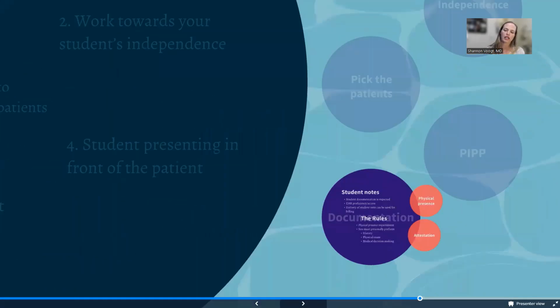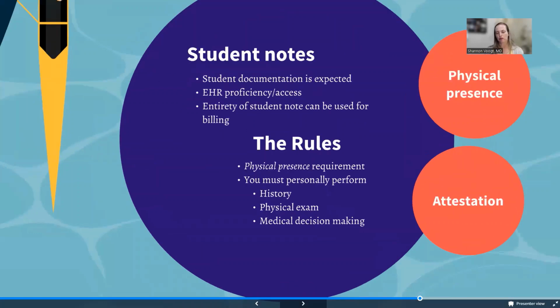Documentation. Honestly, I've been doing this for a really long time, and the only thing that really slows me up with a student is documentation. But if they document well, it just means that I have to go the next day and sign their notes. For the most part, this is where we can really use our students to our benefit. We do expect our students to write notes. They're going to be doctors. They need to know how to write it out. They need to know how to use the EHR.